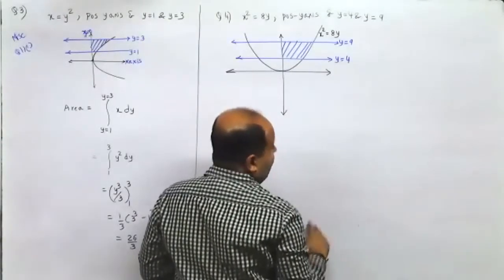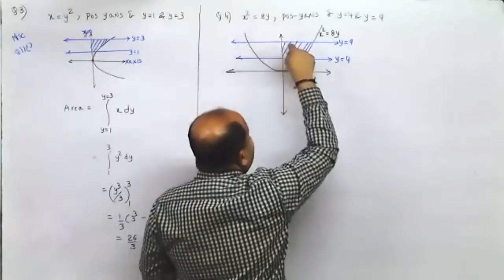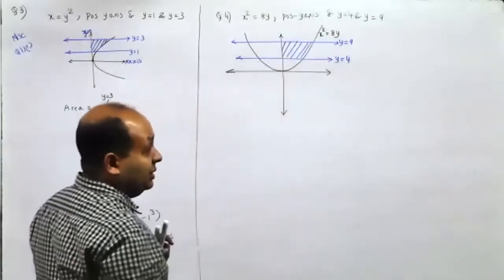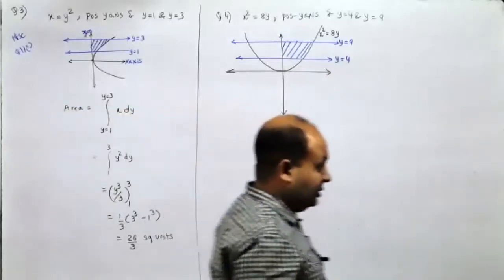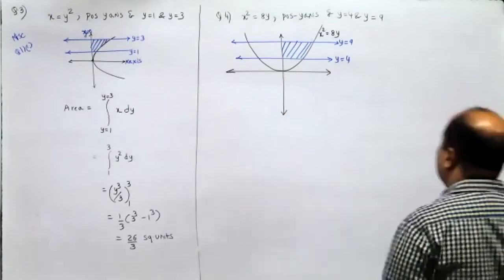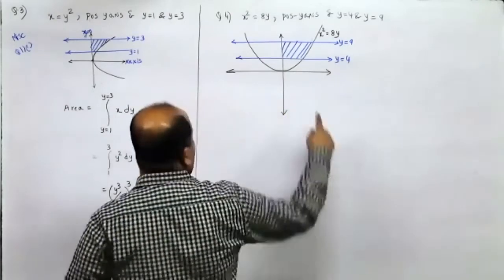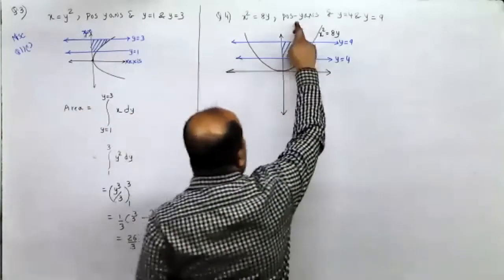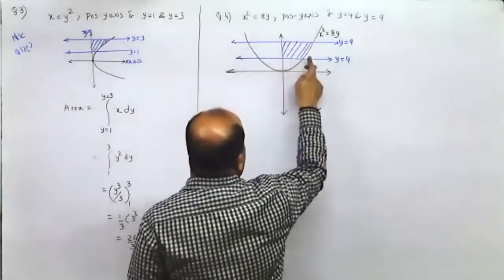Followed? Yes. Then this is positive, which means it is the positive y-axis. So in the previous sum, it was y square, so it is symmetrical about the x-axis. Right. Here this is y equal to 4 and y equal to 9. Now the positive y-axis and y equal to 4 and y equal to 9.